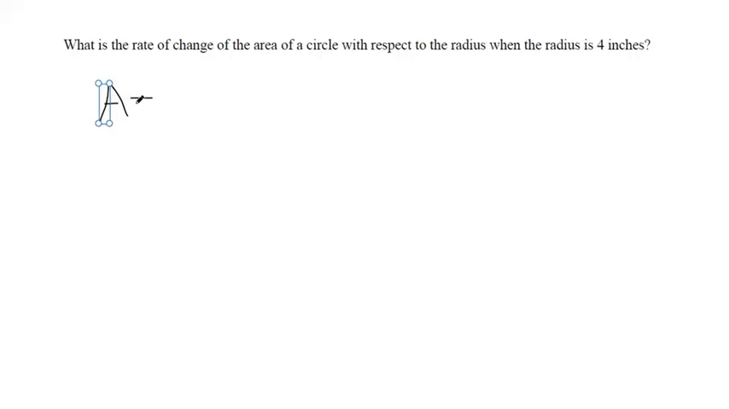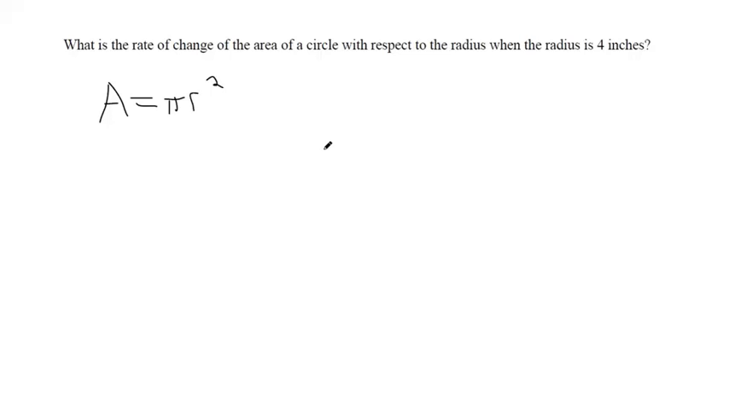Look, we have a function for the area of a circle, right? It's pi r squared. So what is the rate of change of the area of a circle with respect to the radius when the radius is 4 inches? Rate of change of the area of the circle with respect to the radius.